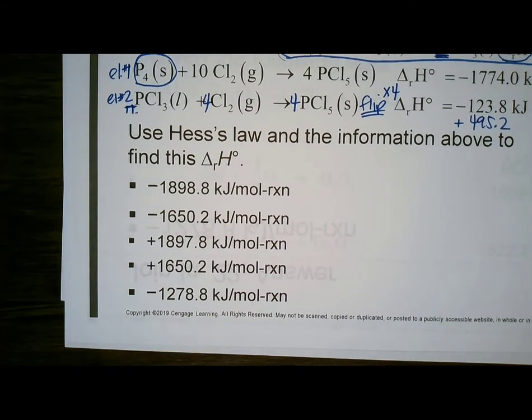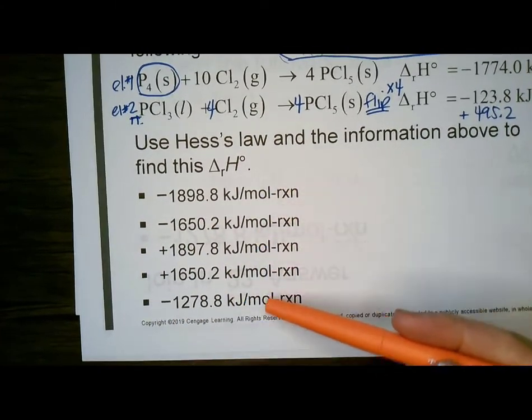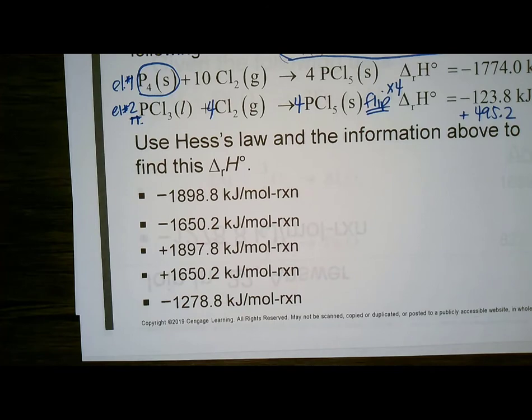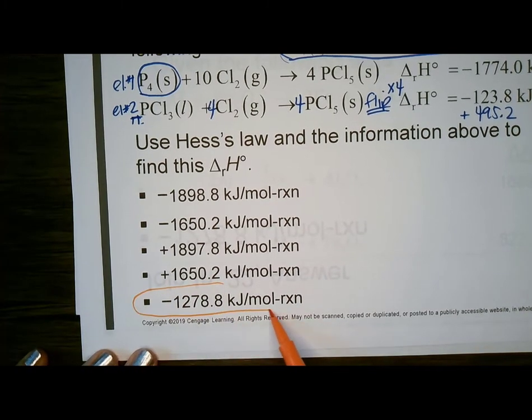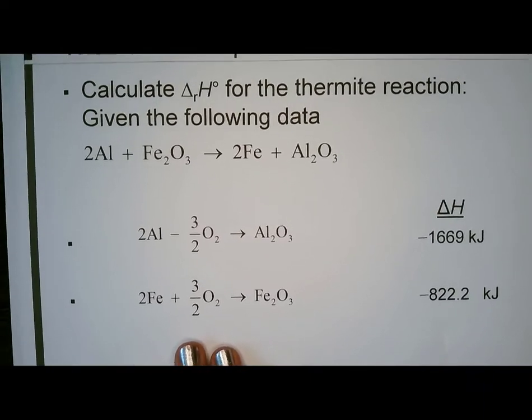And this was a multiple choice question. So it said use Hess's Law to find what delta H is. And we can say, oh, there we go. There's our answer. Let's look at another example problem.